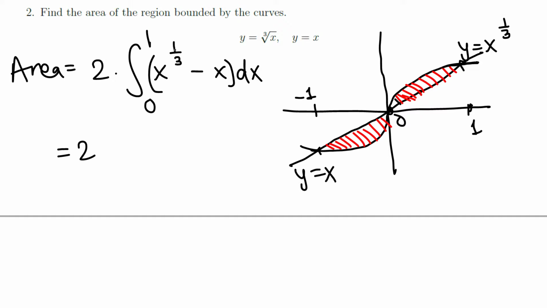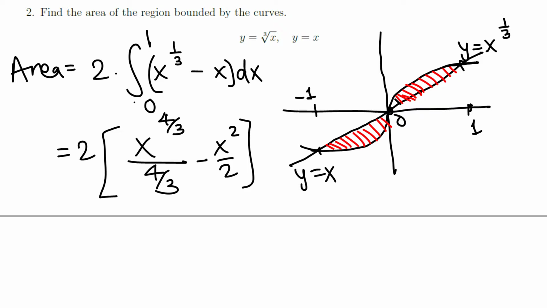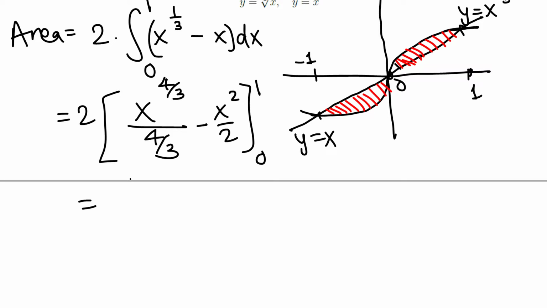Now the antiderivative of x raised to 1/3 is x raised to 1/3 plus 1, which is 4/3, divided by the same thing. This is outside, the 2, minus the antiderivative of x, which is x squared over 2. Now we go from 0 through 1. Now let's evaluate, then done.